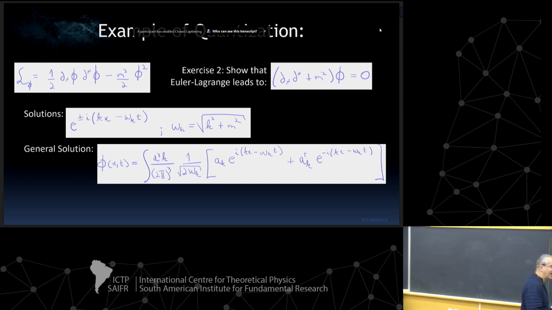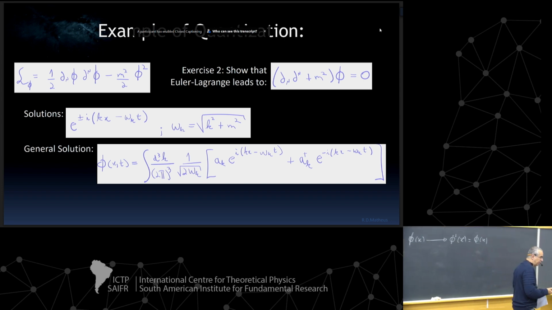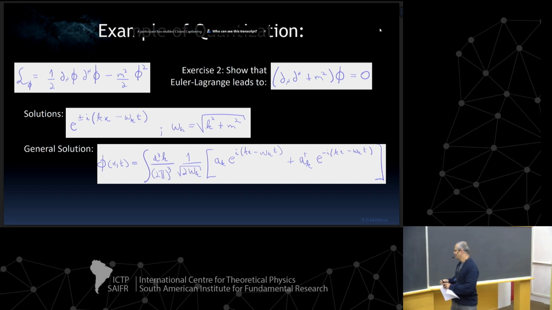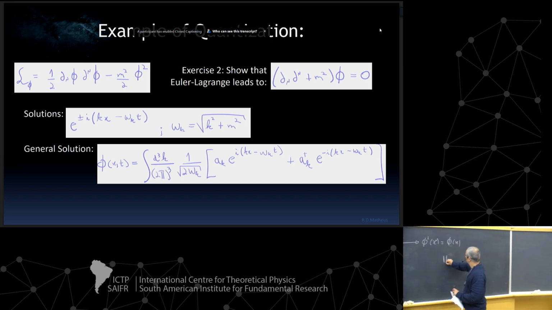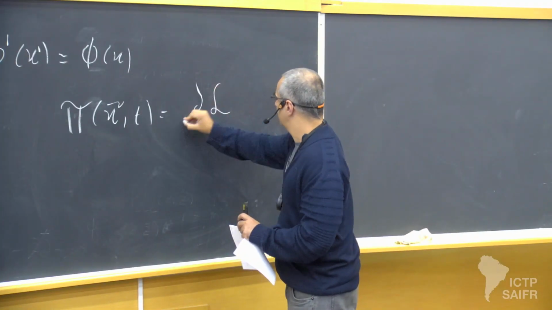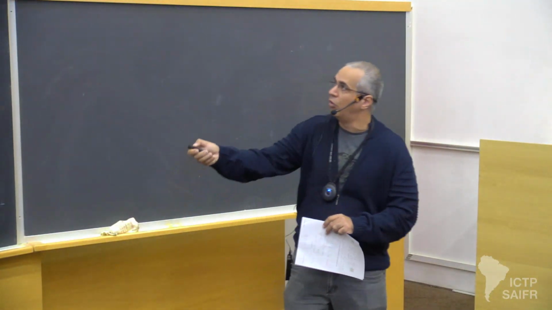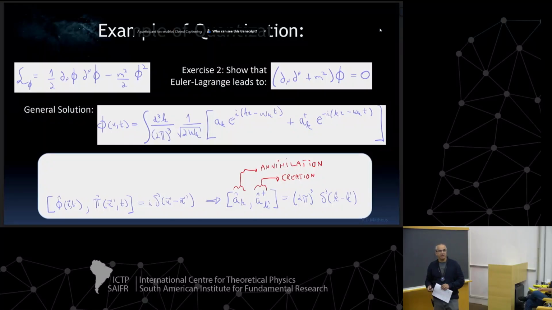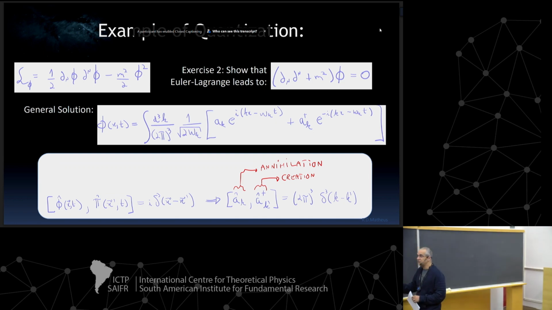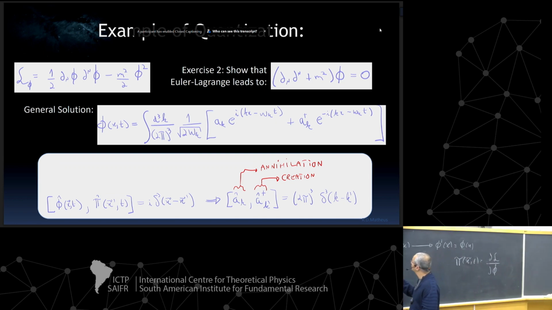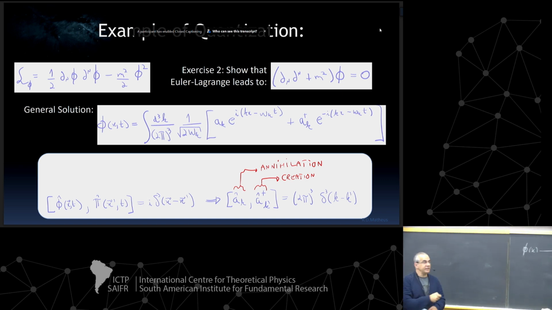What happens when I quantize this thing? Then I will get that pi of x and t, which is just this. I define this other field, and it will also involve a and a dagger; I just apply these derivatives here. And then I impose this commutation relation. As I said last time, this is quantizing the theory. I treat these two as operators, and I exchange the Poisson bracket by this commutator.